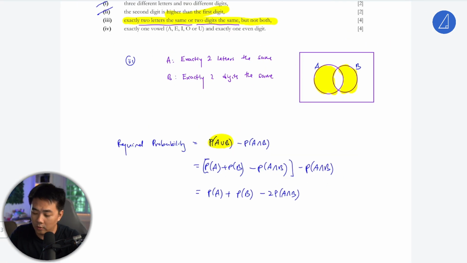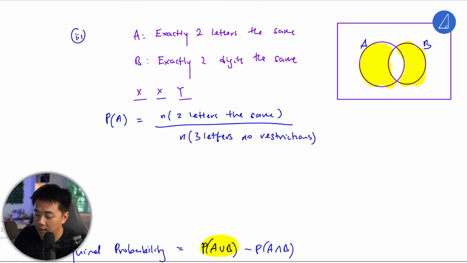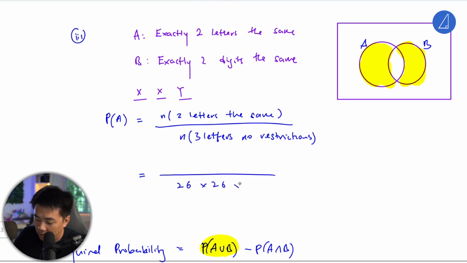Great. So to find the probability of exactly two letters the same, P(A) will be, if two letters the same, I'll need to find the number of ways I can take two letters the same over three letters, no restriction. Three letters, no restriction will just be very simply 26 multiplied by 26 multiplied by 26, right?